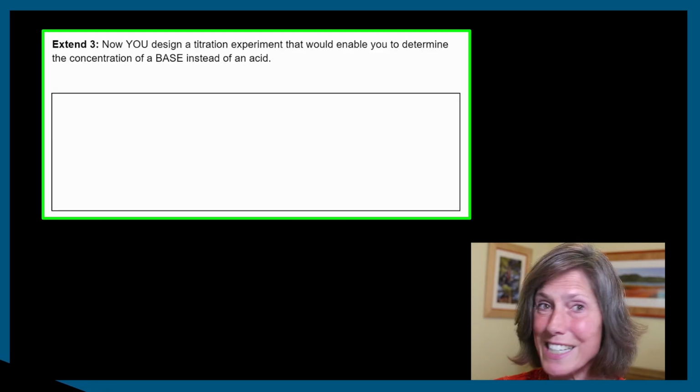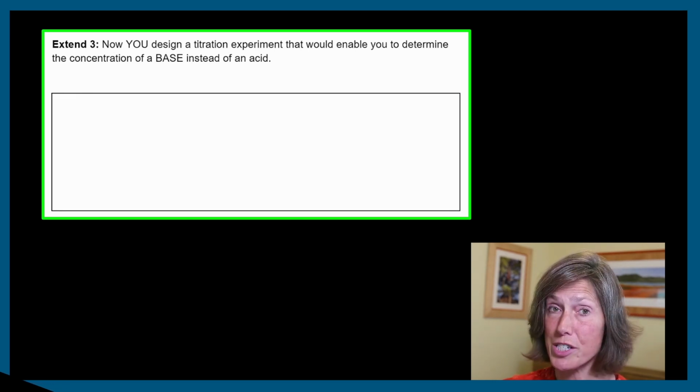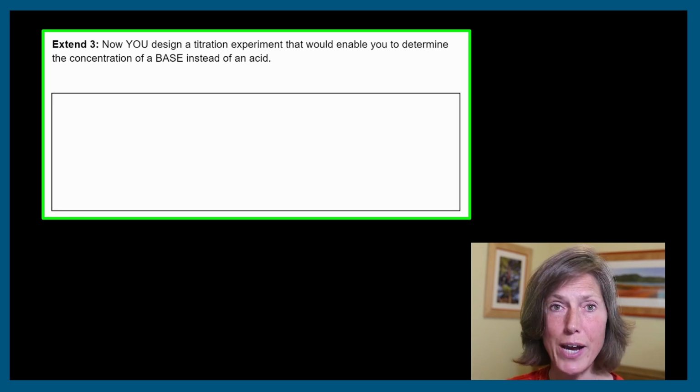To be honest, we did not get to this third extension, so obviously you can do a titration not starting with an acid, but instead starting with an unknown base, and then using the acid as your titrant, the base as your analyte. The same concept would work.